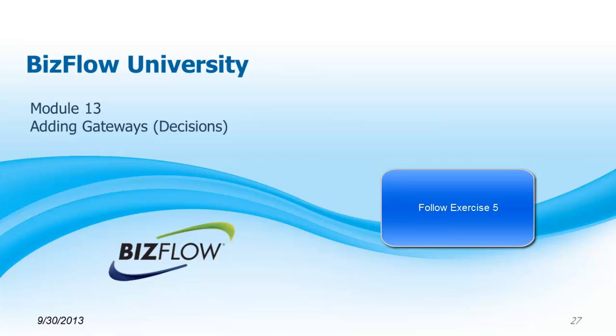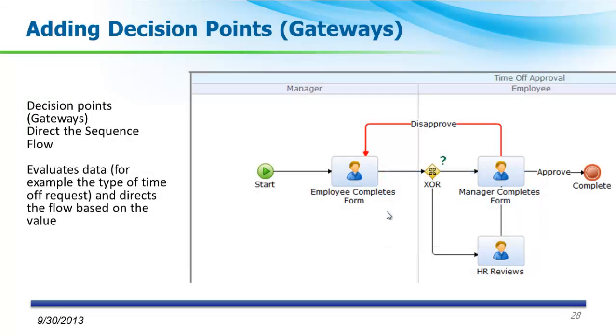In this module, we're going to talk about gateways or decision points in the process. Gateways are diamonds, and there are different types of gateways that we can put into our process definitions. And gateways basically direct the sequence flow. They determine which path or paths the process is going to take.